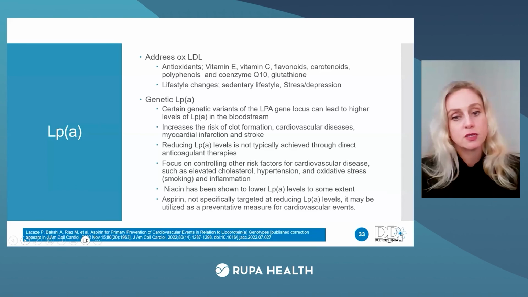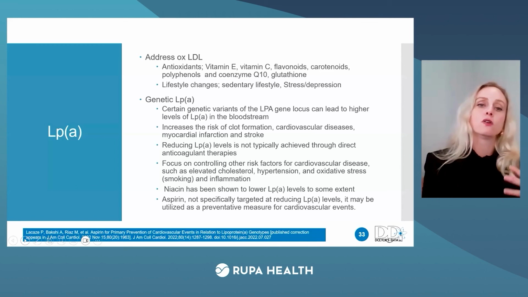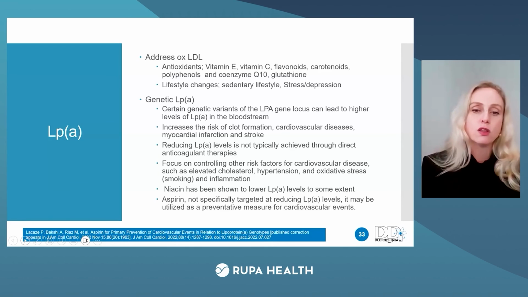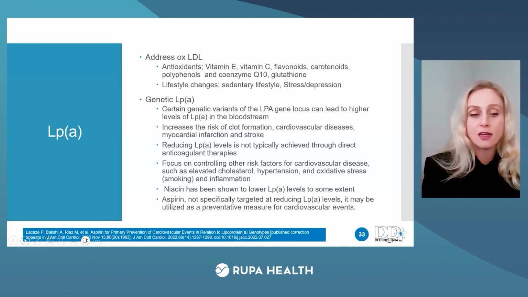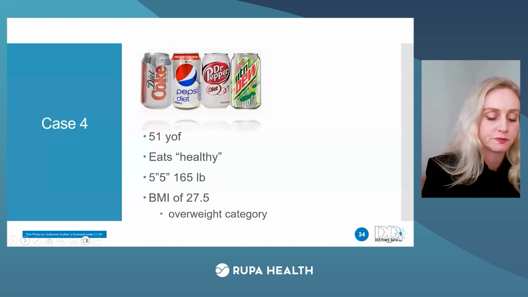Niacin will help. There's some evidence for aspirin, although not specifically targeted at Lp(a). It can be utilized as a preventative measure. So right now, the patient is keeping her events under control. So this is definitely something to keep an eye on. And unfortunately, this is a genetic presentation.